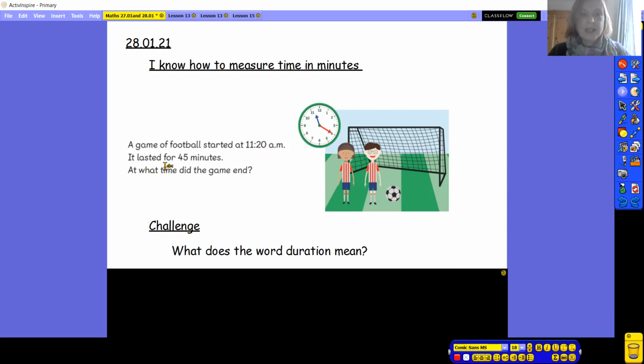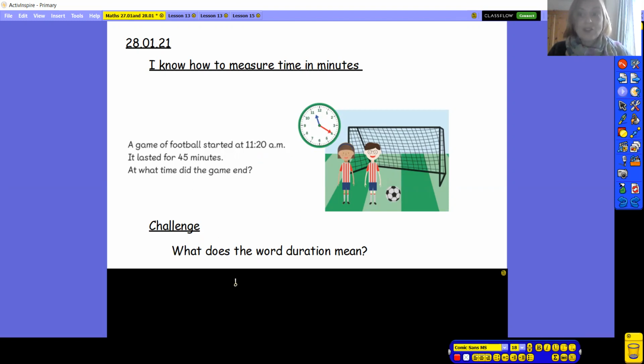So down here it says, the game of football started at 11:20 a.m. It lasted for 45 minutes. What time did the game end? Okay, so I'm going to give you 5-10 minutes to go and work that out. And remember, you can use any strategy you want to, but you must use a strategy. You can't just say it ends at, because you've got to prove your answer. Now, if you do that, there is an extra challenge down here.